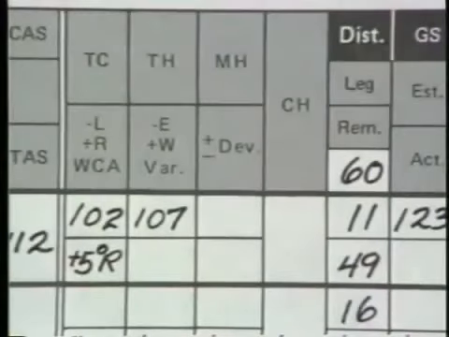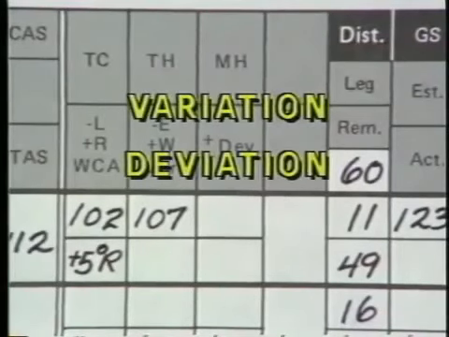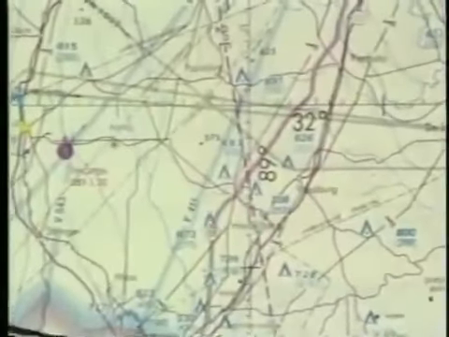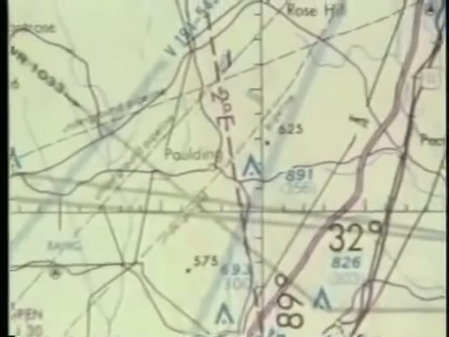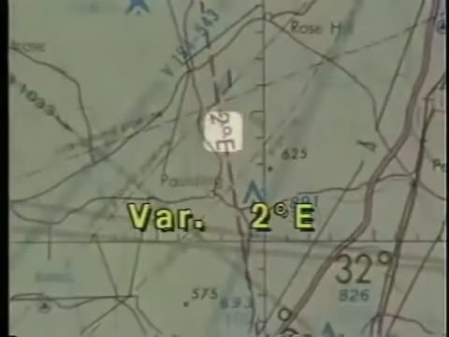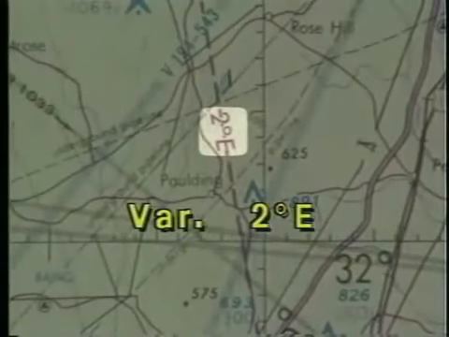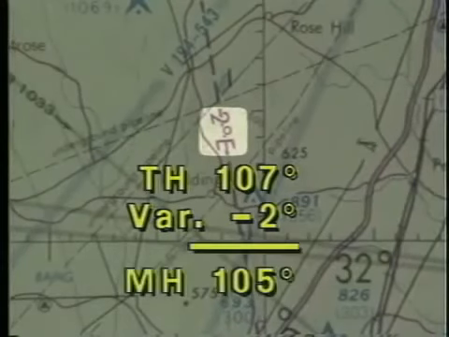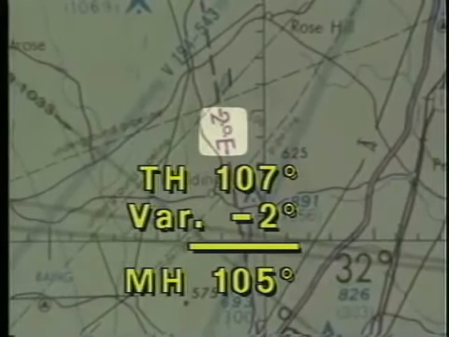To conclude the direction calculations, convert your true values to magnetic by adjusting for variation and deviation. Lines of variation are printed on sectional charts and are labeled in degrees west or east. When you apply variation to the true heading, westerly values are added and easterly values are subtracted. This line represents 2 degrees easterly variation. Therefore, you will subtract it from the true heading of 107 degrees to get a magnetic heading of 105 degrees. A good memory aid on whether to add or subtract variations is east is least and west is best.